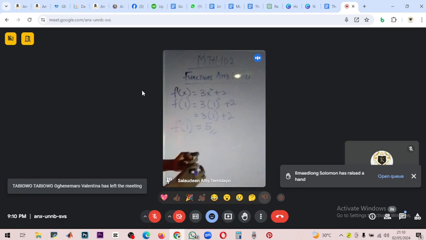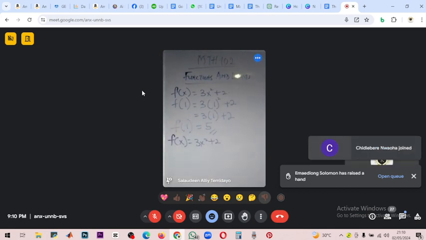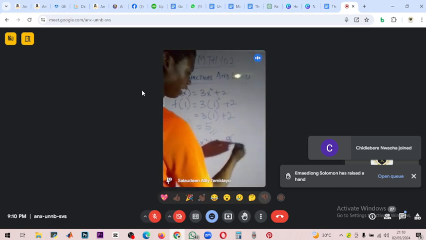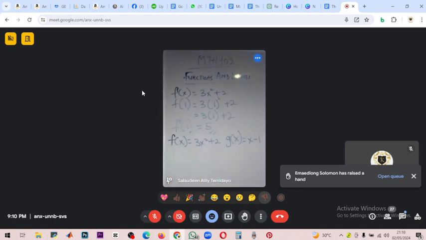What is coming in now is that f of x is this value, 3x squared plus 2. We are now bringing another function. I said composite function is a function of another function. So that means function of a function. f of x equals 3x squared plus 2, and g of x equals x minus 1. Now, we are asked to look for f of g of x.